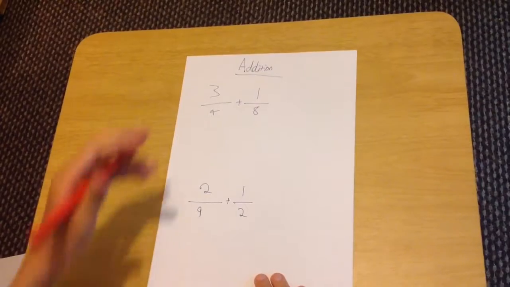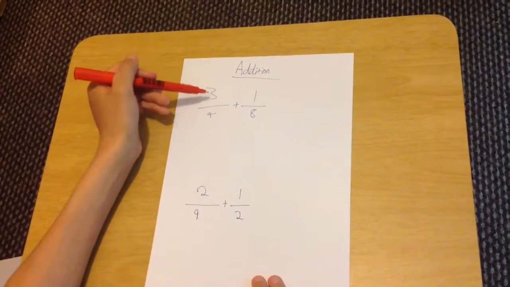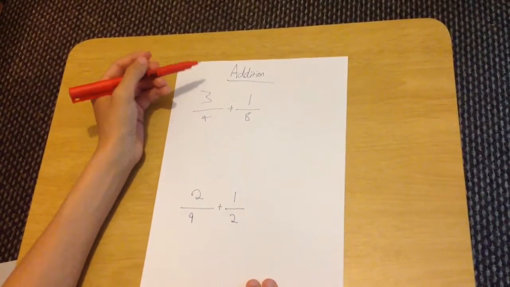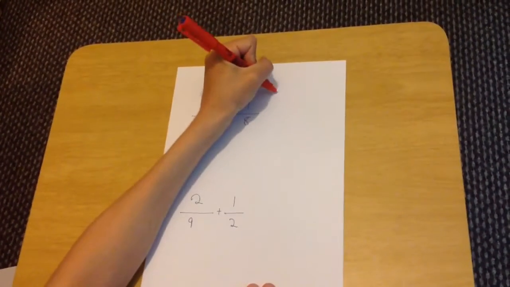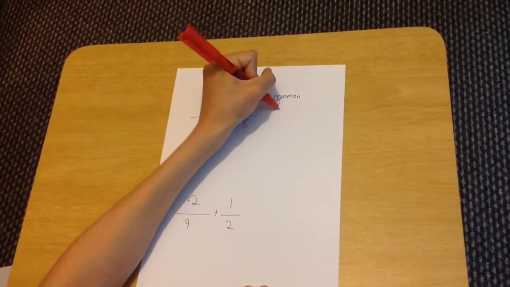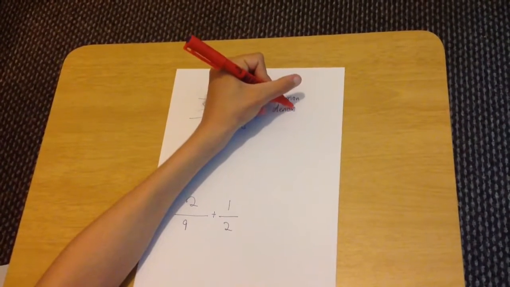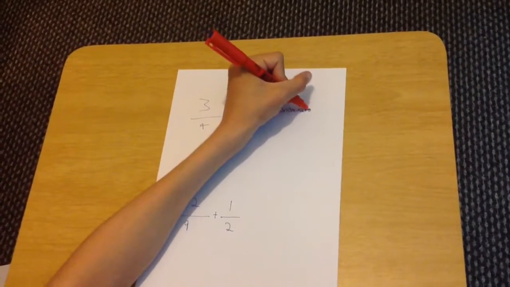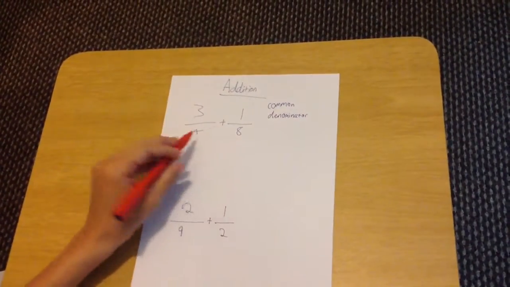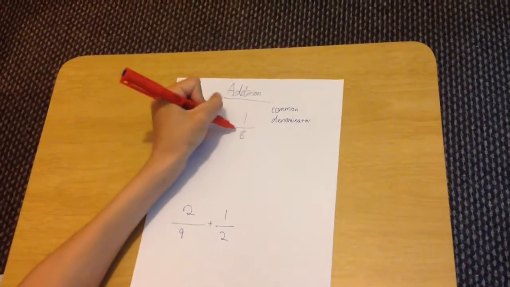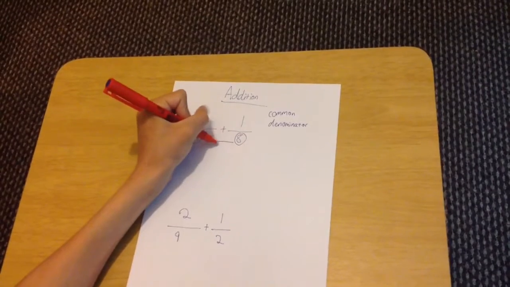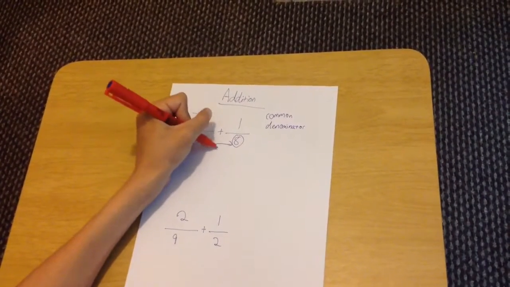First of all, addition. The first example I've got is 3/4 plus 1/8. What we need here is what we call a common denominator. So what we're going to do is make equivalent fractions, but with both the bottom numbers, the denominators, being the same. The easiest way to do this is to times them together, so that's what I'm going to do.